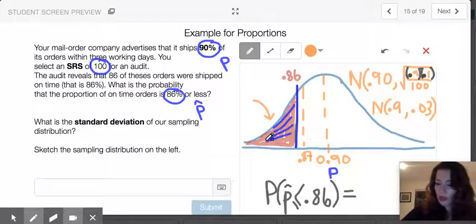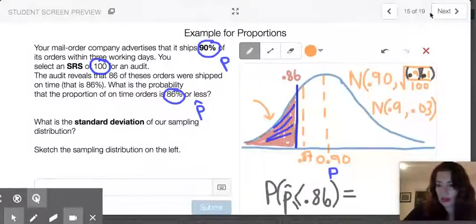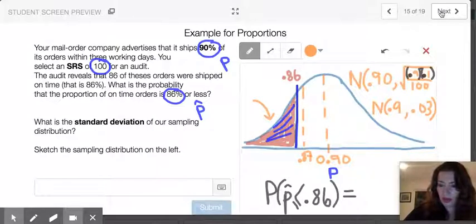So the first thing we want to do is state and check the conditions, and of course, draw your model. My model has a mean, or sampling proportion, equal to my population proportion, 0.9. The standard deviation is going to be the square root of 0.9 times 0.1 over 100. That is 0.03. So let's take a look at the next thing.